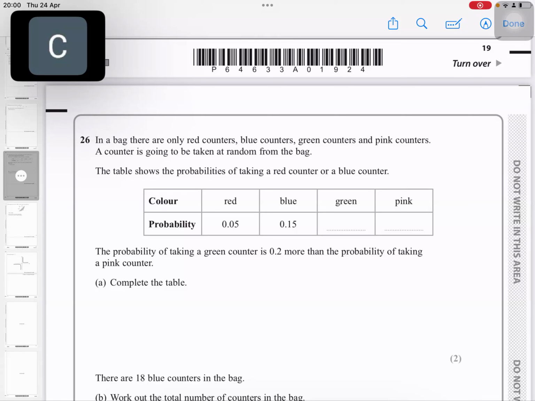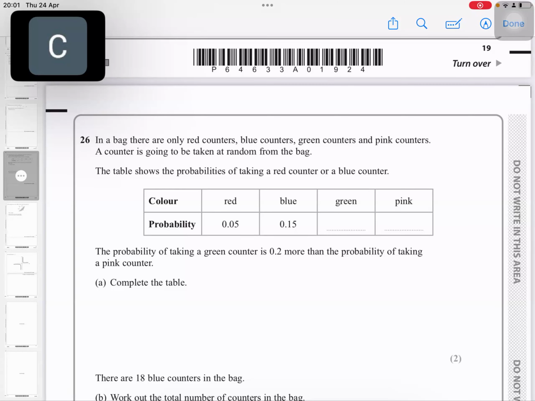Can you read that part that says the one for the pink one versus the one for the green? The probability of taking a green counter is 0.2. No, it's not just 0.2. It's 0.2 more than something, or more than the probability of taking a pink counter.